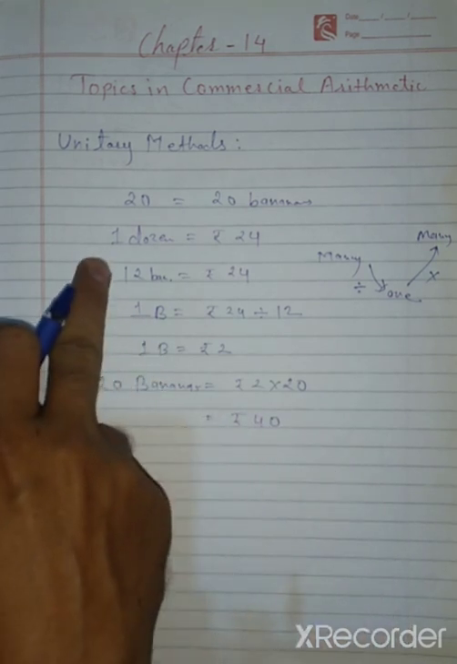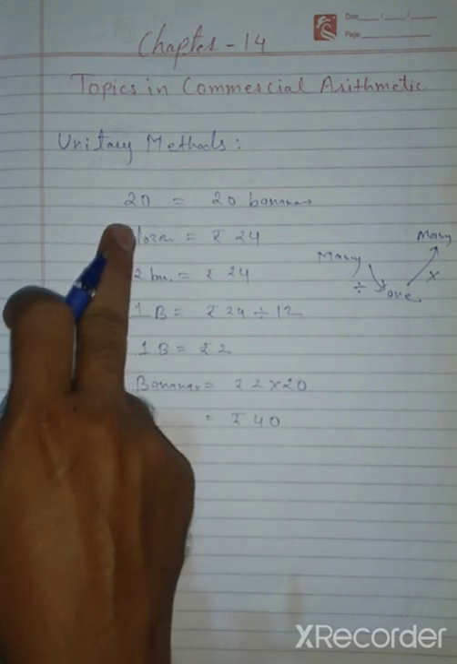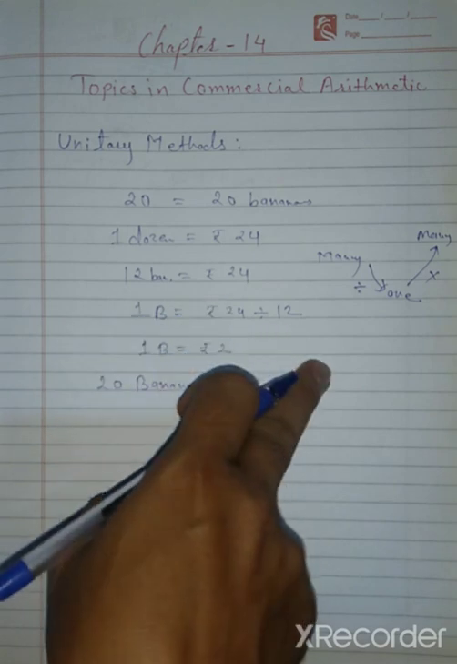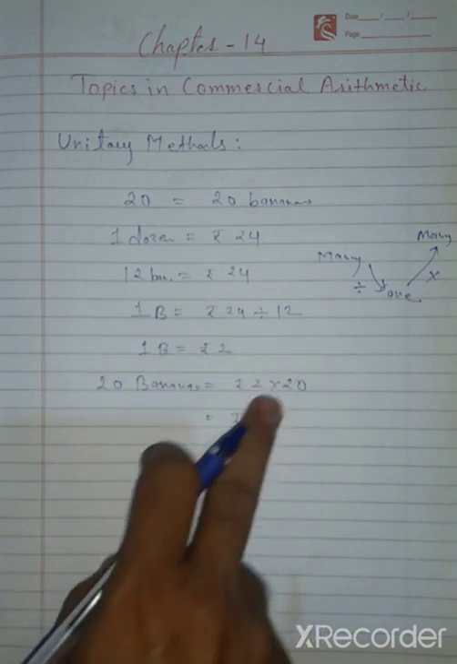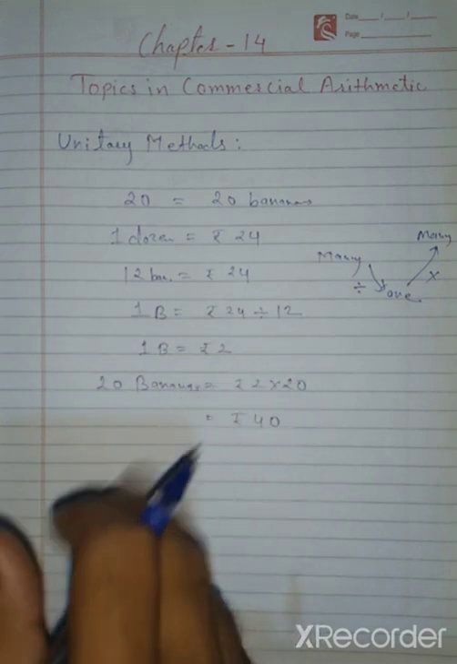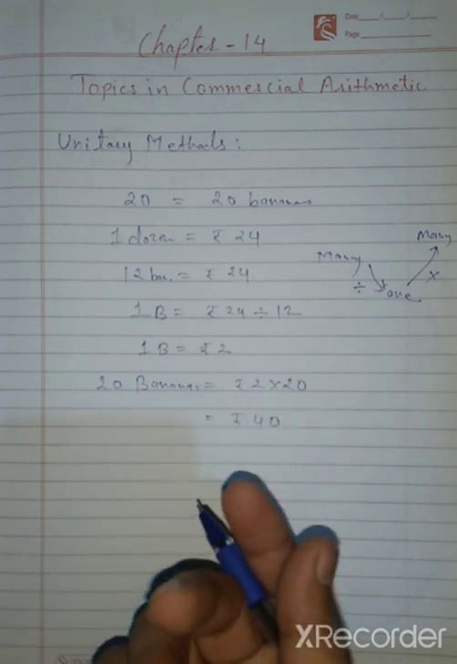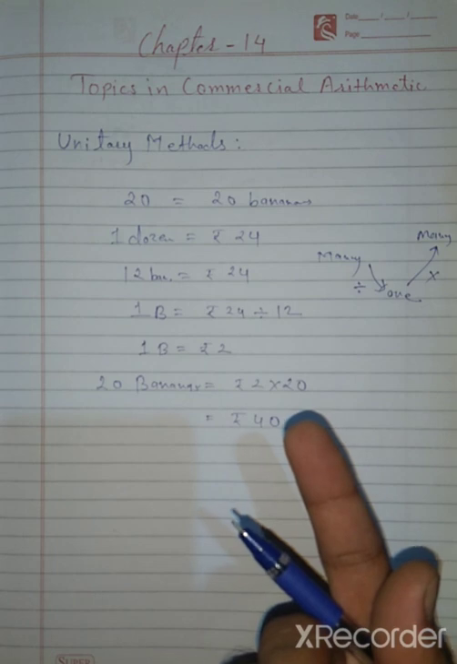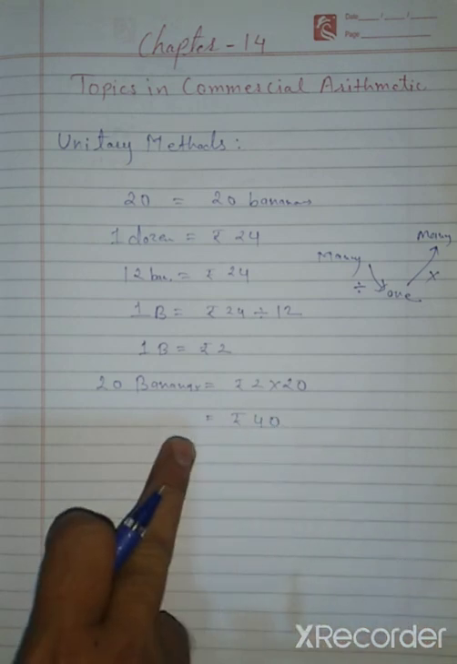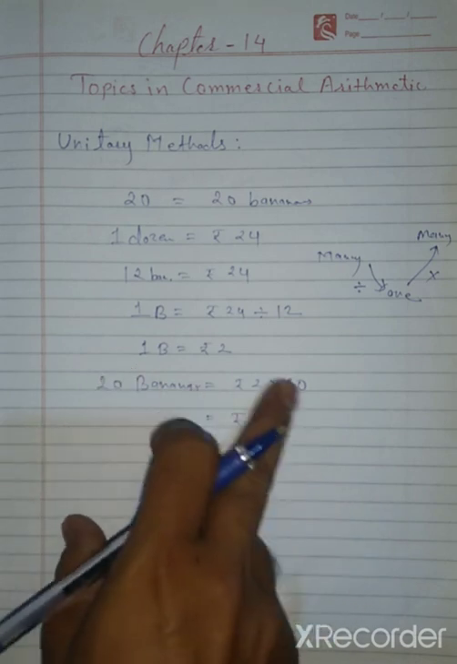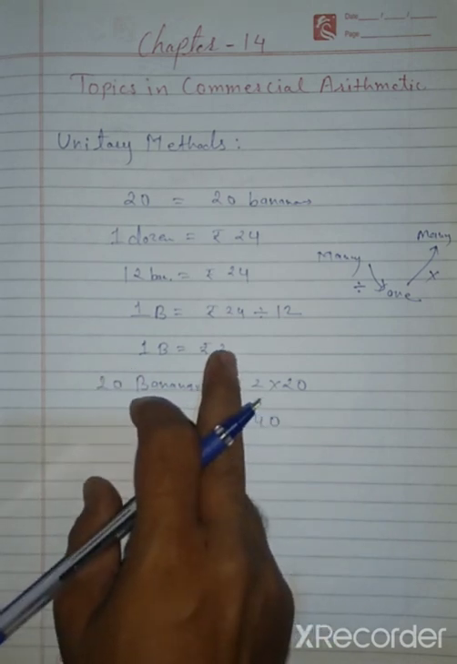Now here you can see that we are finding many to 1 and 1 to many. The method of finding the value of one item and then finding the value of the required number of items is called the unitary method. It's very simple. Now let's start the exercise to understand.